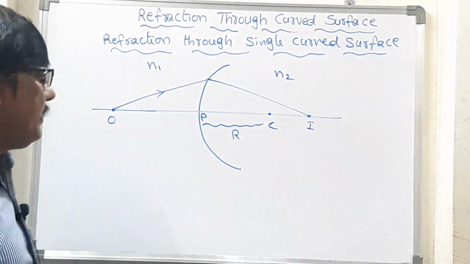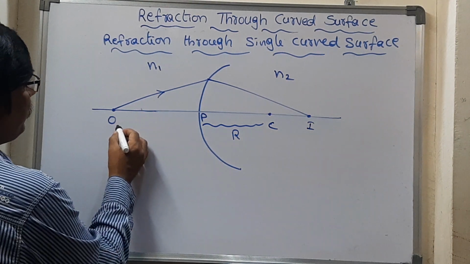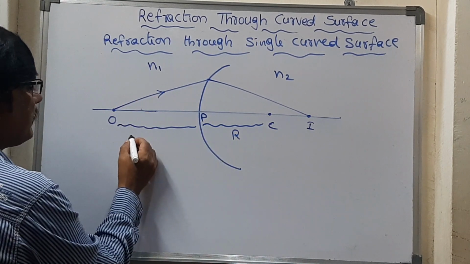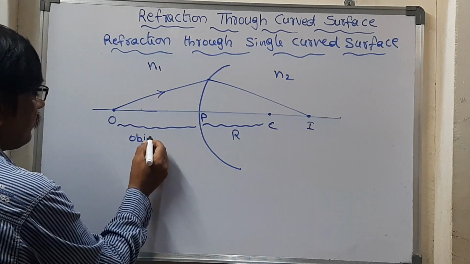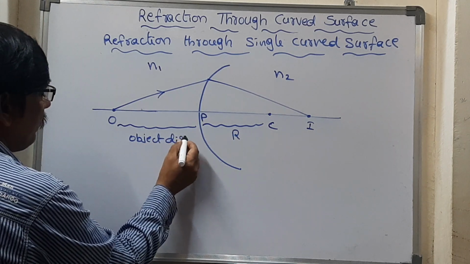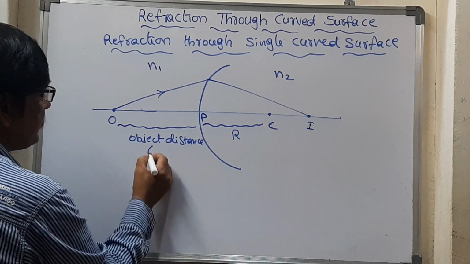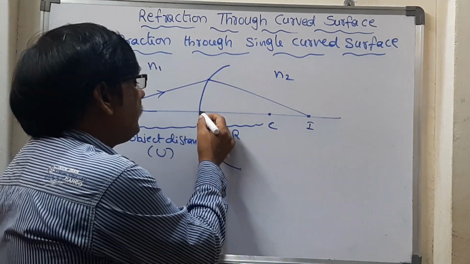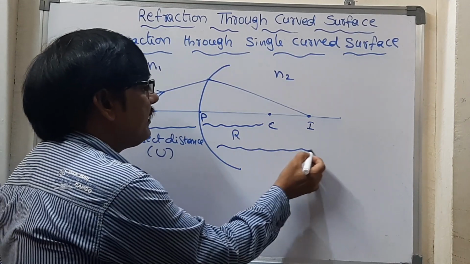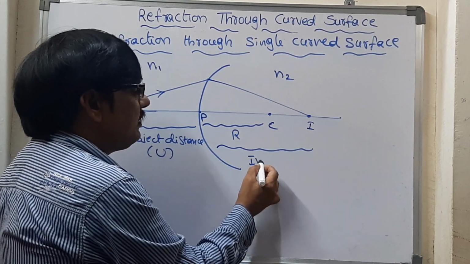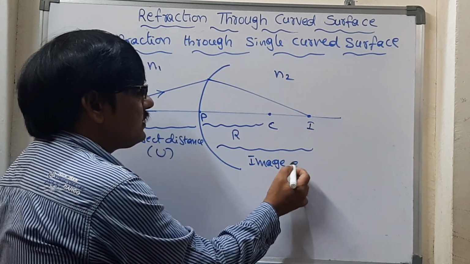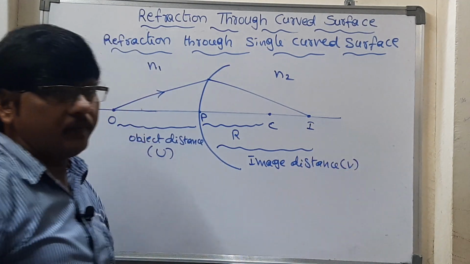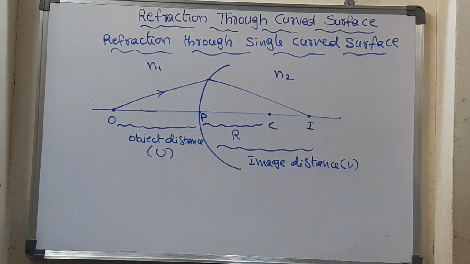Here, the distance between the object and the pole is called the object distance, represented with the letter U. The distance between the pole and the image is called the image distance, which we call V. Then what is the relation between these two?